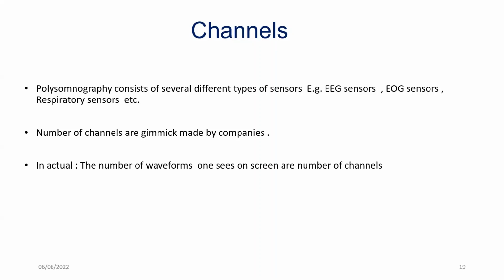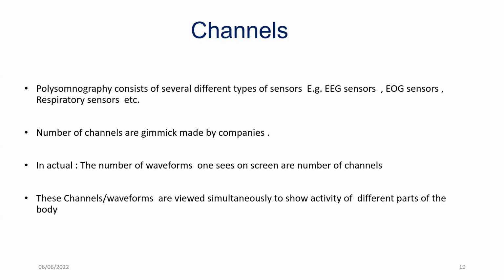In actual fact, the number of waveforms that we see on the screen is the number of channels. Please note this: the waveforms, the graphs we see on the screen, are actually the number of channels. These channels and waveforms are viewed simultaneously to show activity in different parts of the body. Somebody will say, I have 58 channels, I have 68 channels, but ask them, where are these channels? What is important is what we need to put on a patient's body, what sensors we require. That is more important as compared to channels.